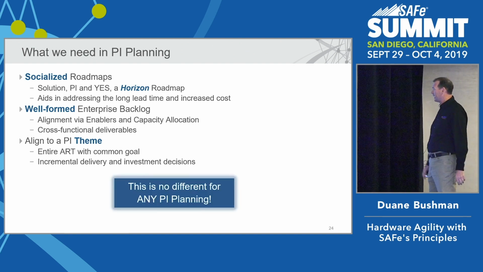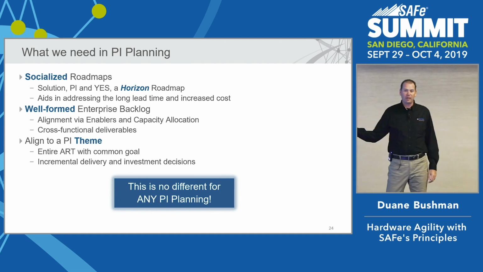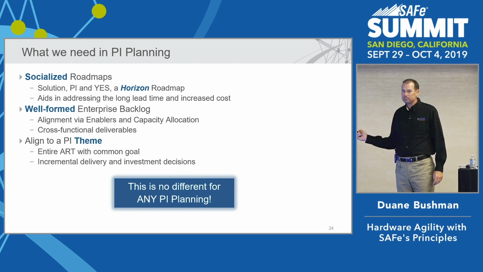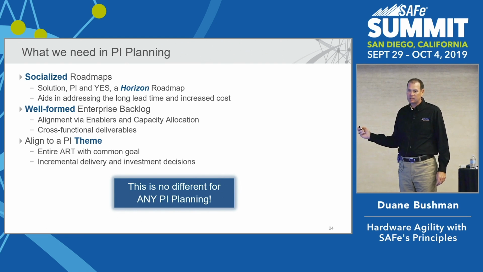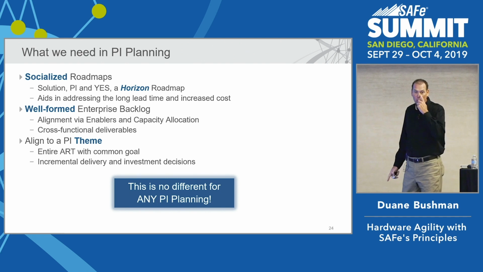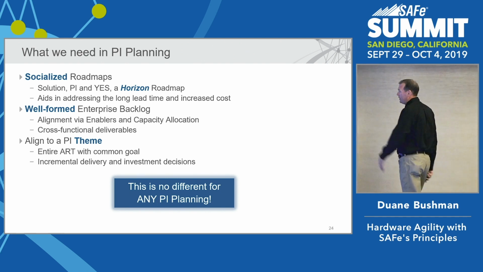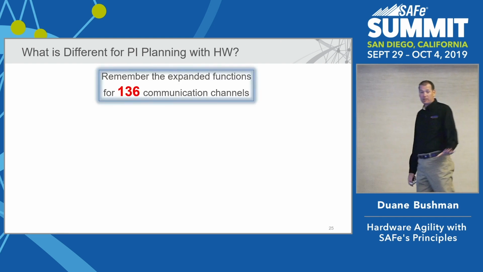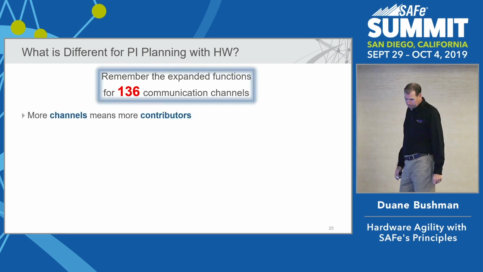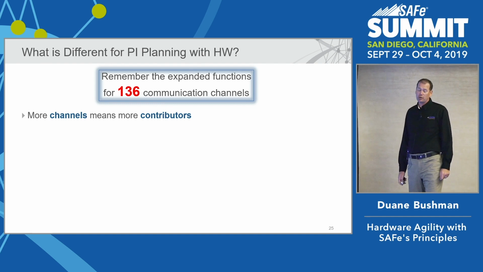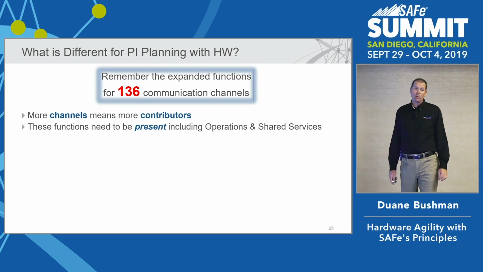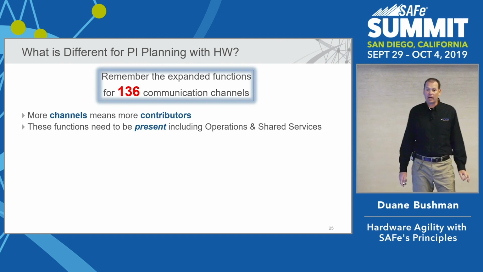The neat little thing on this slide is this is no different than any other PI planning, folks. So when we talk about hardware being different, we don't need to be. Our similarities are extremely similar, right? So we're looking at delivering value. So that's why these things all come into play. How about what is different, though? Remember those 136 communication channels? More channels means more contributors.